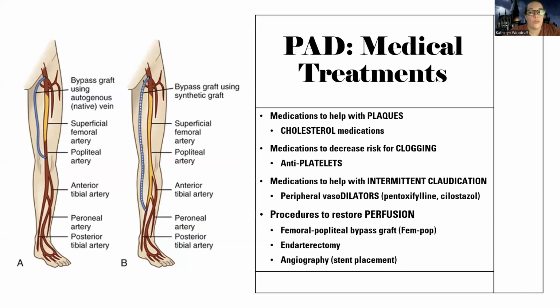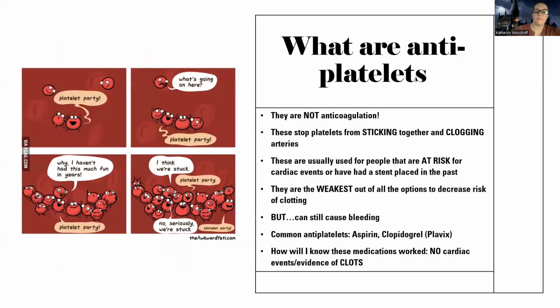There's also what's known as an endarterectomy, which is where they can go in and scrape plaques in the arteries. And then, like I talked about with angiography, they can go in and place stents and open things up.